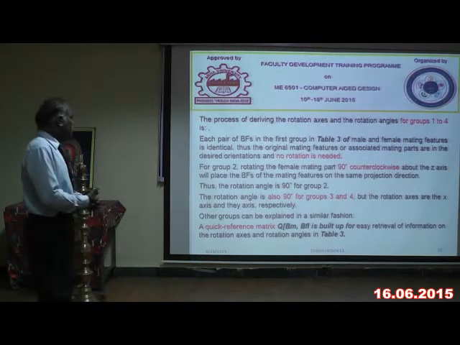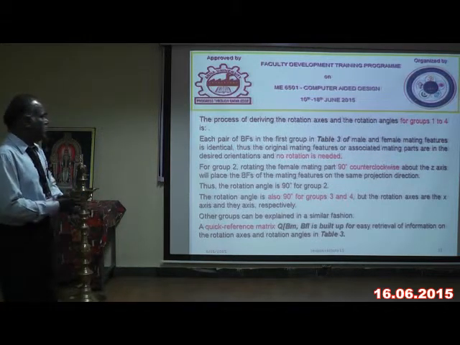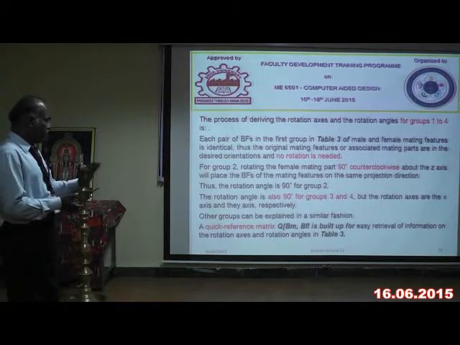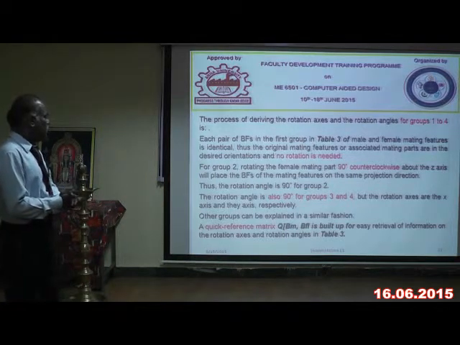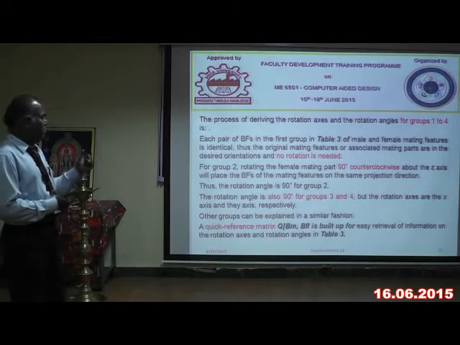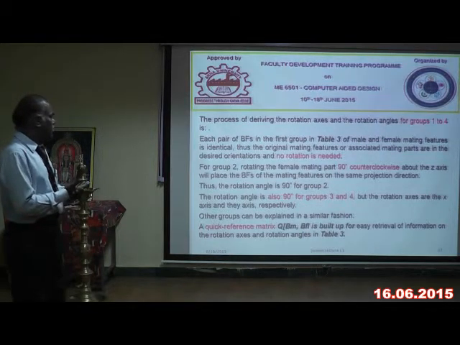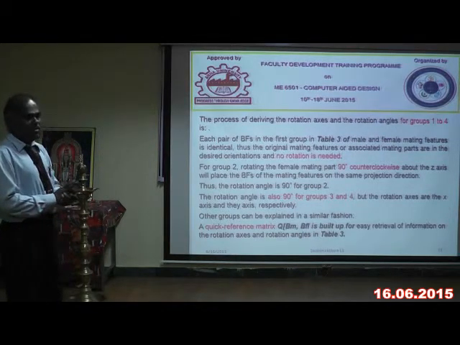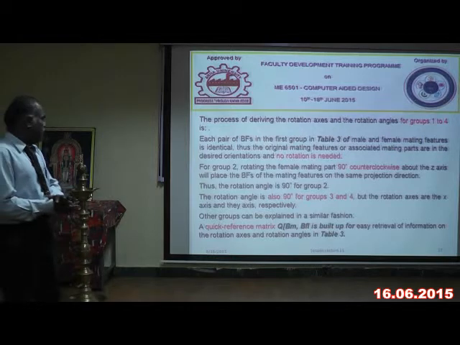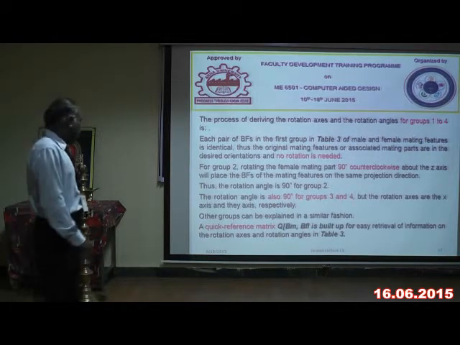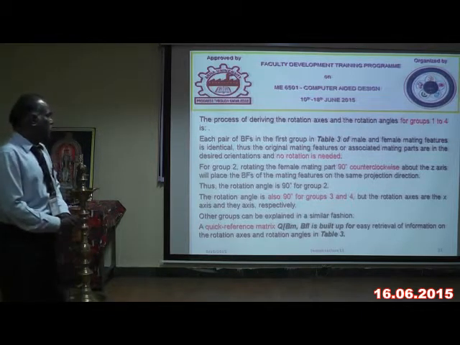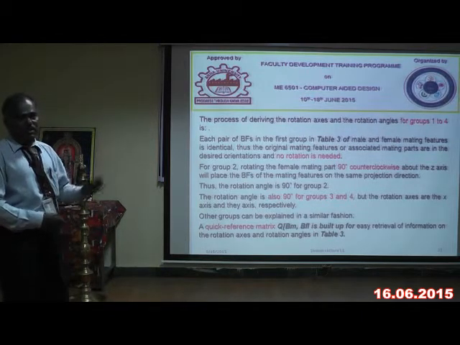The process of deriving the rotation axis and the rotation angles for groups 1 and 4: each pair of boundary faces in the first group, as shown in table 3, of male and female mating features is identical. The two features are identical, thus the original mating features are in the desired orientation and no rotation is needed. That is 0 degrees.